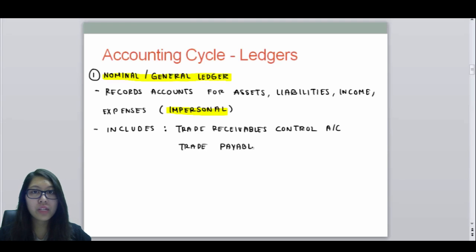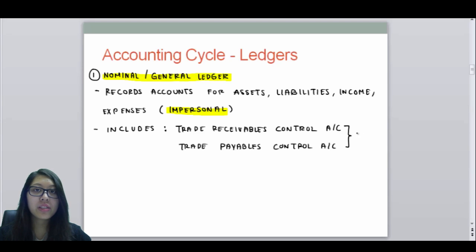Now, why they are called control accounts, and what makes them different from a usual trade receivables account, is that these accounts are used to maintain total figures only. So let's say a trade receivables control account. Inside that, I will be maintaining the total figures of credit sales, the total discounts I have given to all of my trade receivables, all of the sales returns from my trade receivables, all of the cash that I've received from my trade receivables, and so on. Same applies to the trade payables control account.